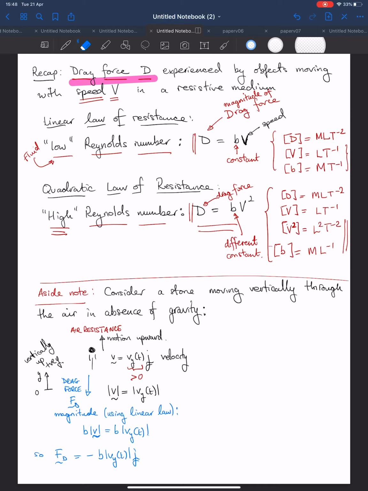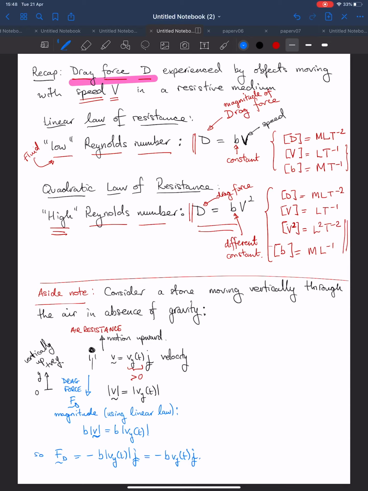Okay, now I'm going to go a step further, and I'll write this as minus b. Now remember that this thing, v_y of t, is positive, so what we have is just this.